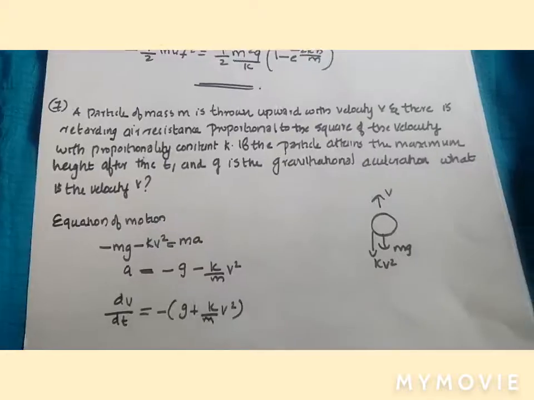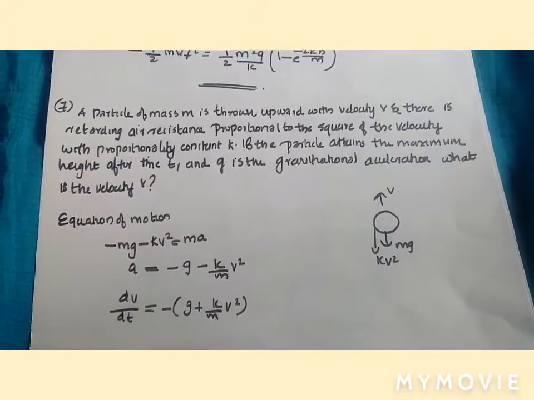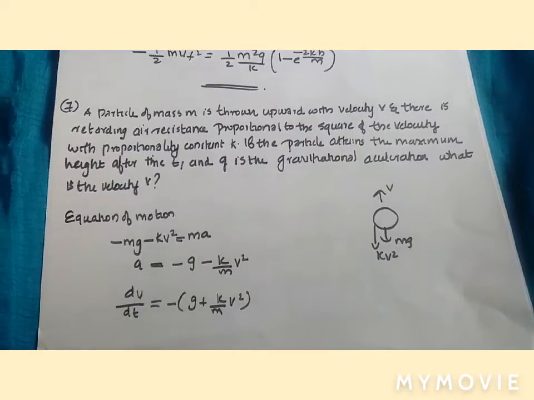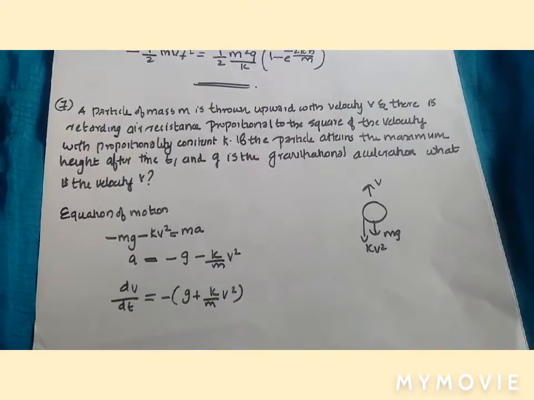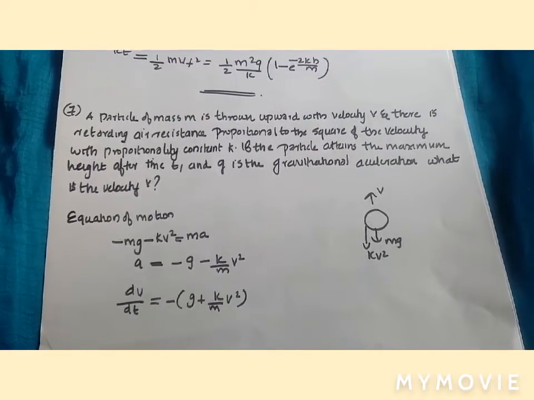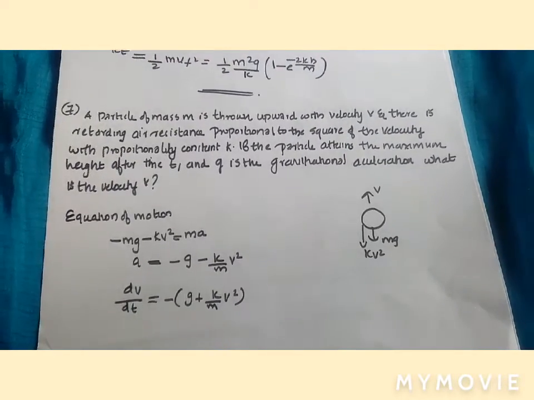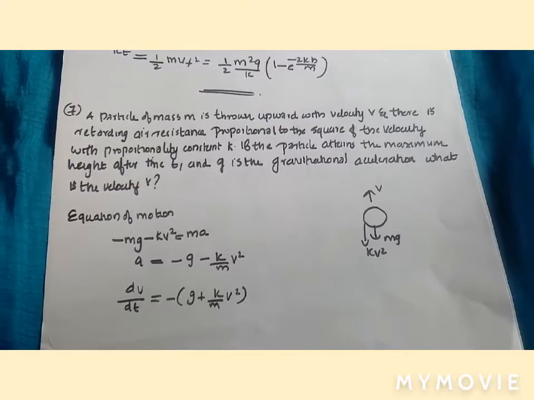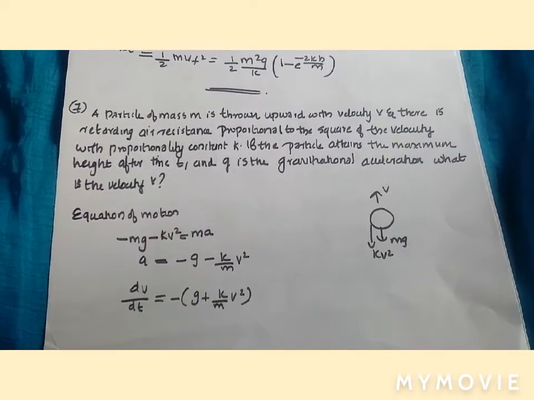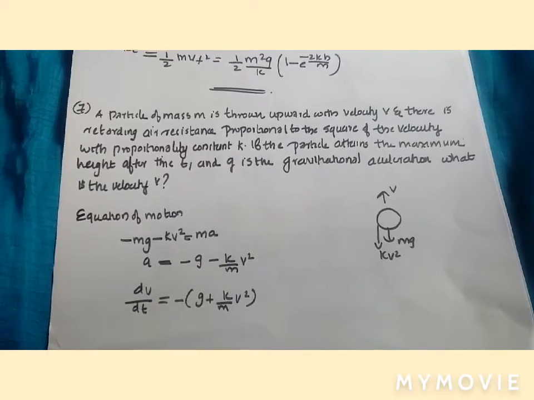Next question, in which a particle of mass m is thrown upward with velocity v, there is retarding air resistance proportional to the square of the velocity with the proportionality constant k. If the particle attains the maximum height after time t and g is the gravitational acceleration, what is the velocity v?